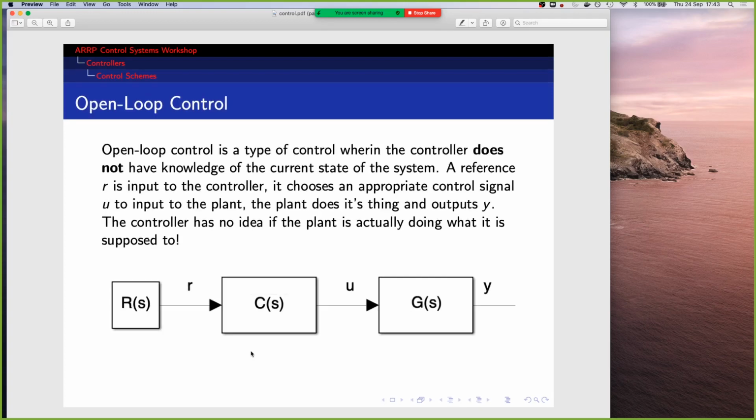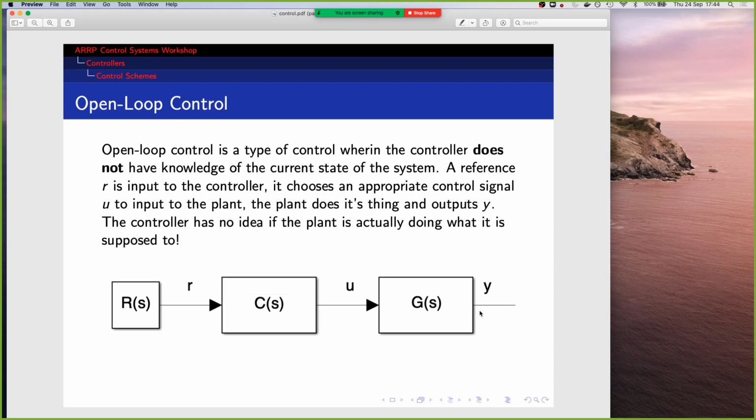Open loop control is a type of control where the controller does not have any knowledge of the current state of the system. So we just choose a reference, the controller is designed, and it just comes up with an output, an input U to the plant, and then the plant takes that input, does its thing, and gets to its output Y. The controller doesn't have any idea if the plant is actually doing what it's supposed to. So open loop control is around, but it's not very sophisticated. It can be somewhat effective.